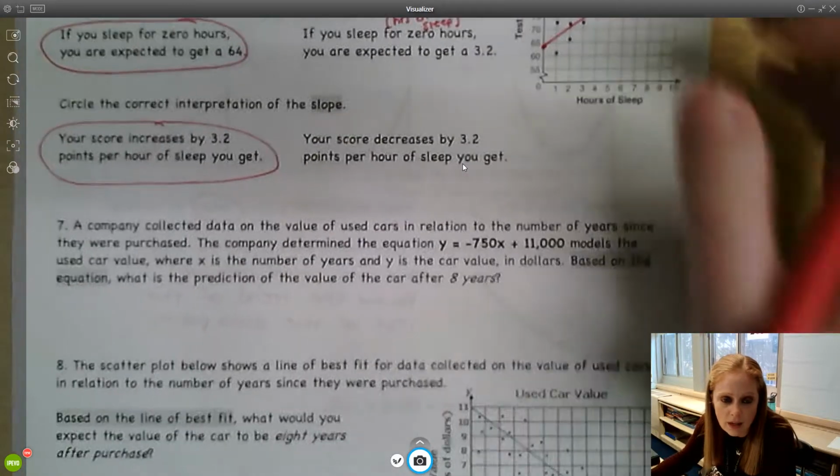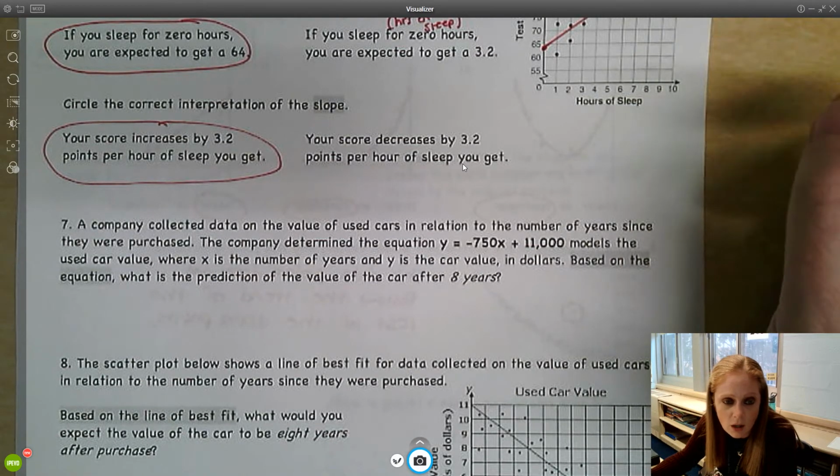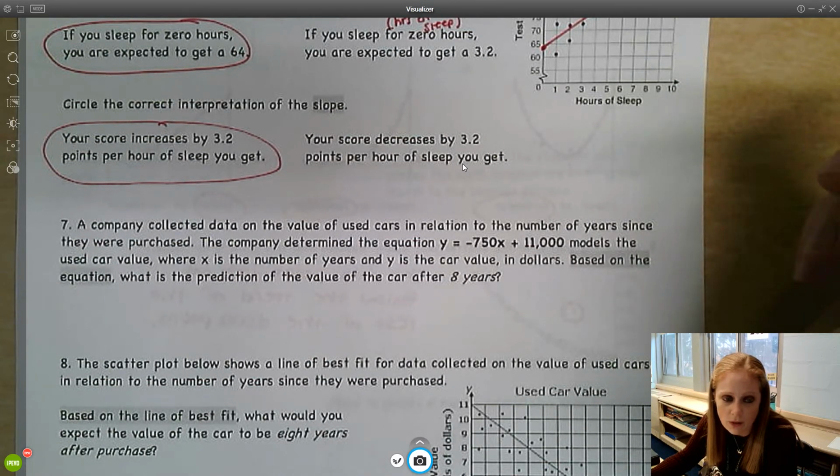A company collected data on the value of used cars in relation to the number of years since they were purchased. The company determined the equation y equals negative 750x plus 11,000 models the used car value, where x is the number of years and y is the car value in dollars. Based on the equation, what is the prediction of the value of the car after 8 years?